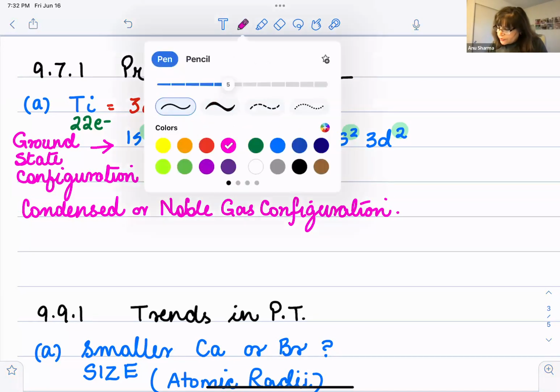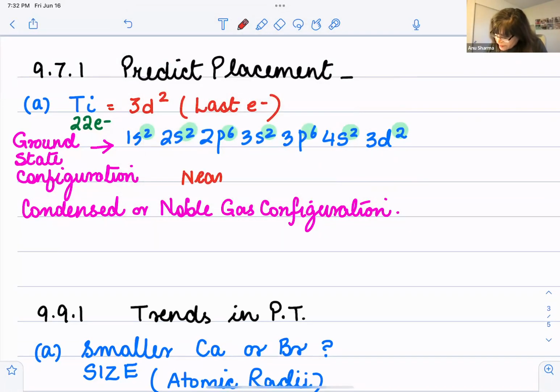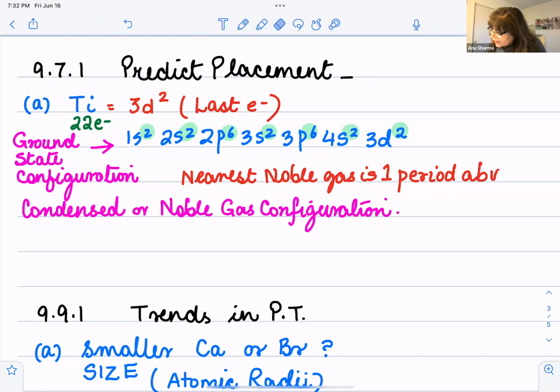The nearest noble gas is going to be, in this case, one row above, or one period above. Okay, so we have 2 plus 2, 4 plus 6, 10 plus 2, 12 plus 6, 18. So all these 18 electrons match with the nearest noble gas, and that one is argon.